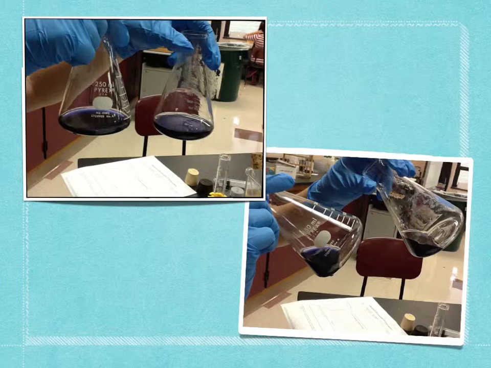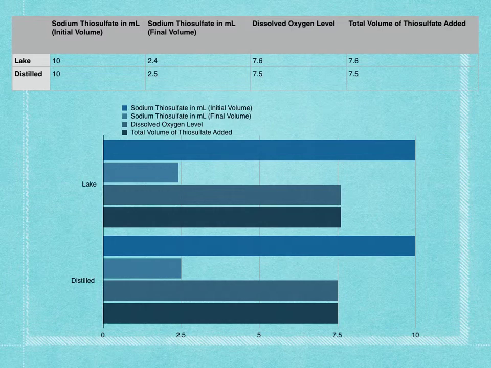Step 8. We continued to add the sodium thiosulfate solution until the blue color faded completely. The final volume of sodium thiosulfate was recorded in the syringe. Step 9. To calculate the volume of sodium thiosulfate added, subtract the initial volume from the final volume, which was 7.6 milliliters for the lake water and 7.5 milliliters for the distilled water. The volume of the sodium thiosulfate added would be the same as the dissolved oxygen levels, 7.6 parts per million and 7.5 parts per million.